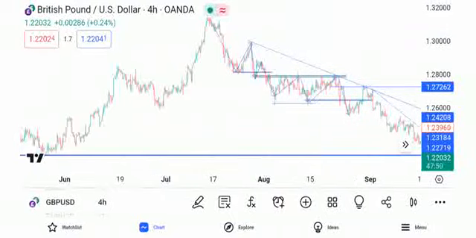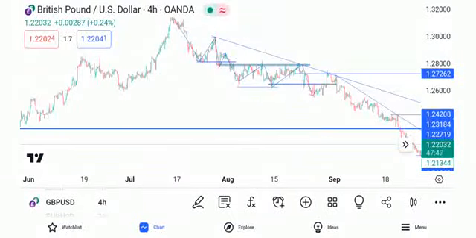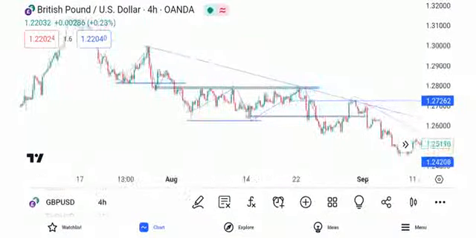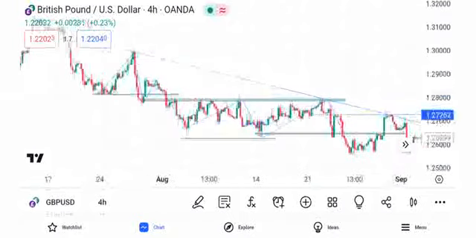Okay, so let's continue, guys. I don't know what's wrong with my TradingView. I think it's a network issue.